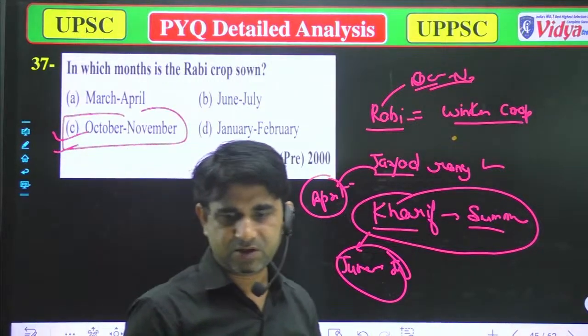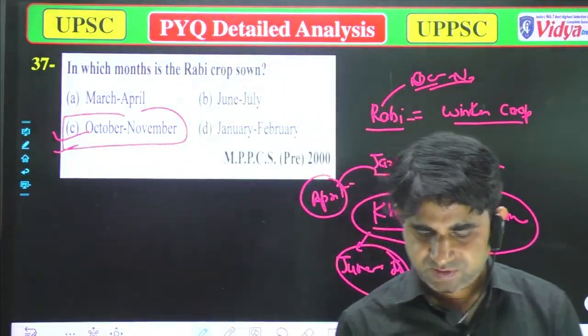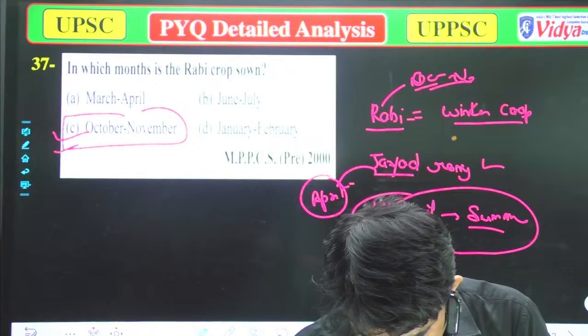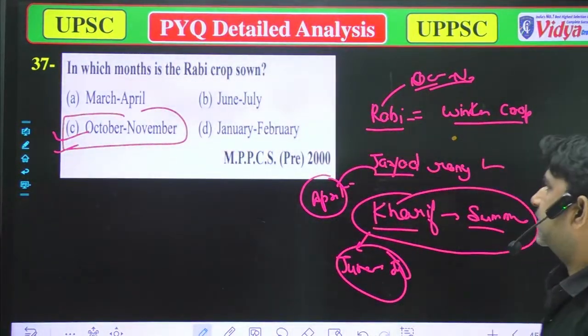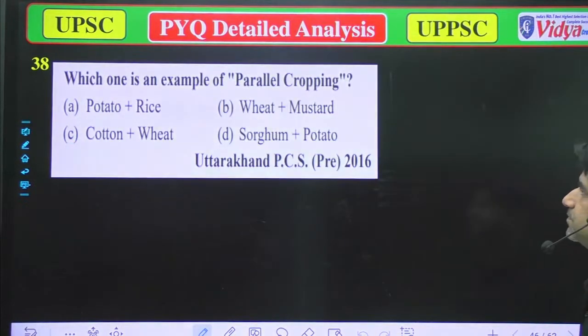Okay, CBI, yeah, October November, well done, doing well. Rabi, Zaid, Kharif, yeah, you are right, totally well done. So now we'll move to the next question.